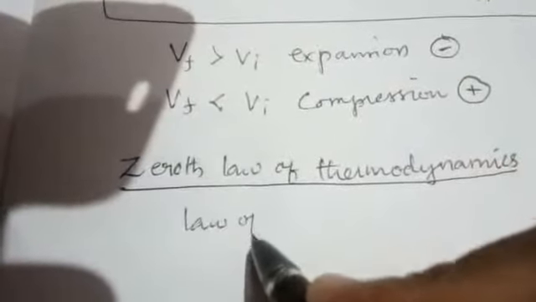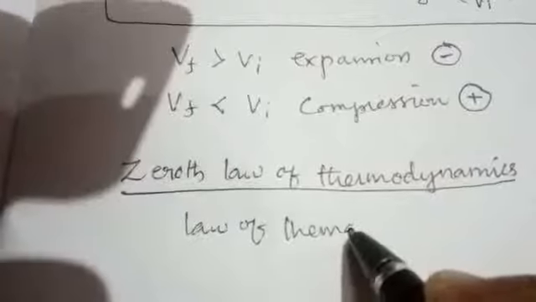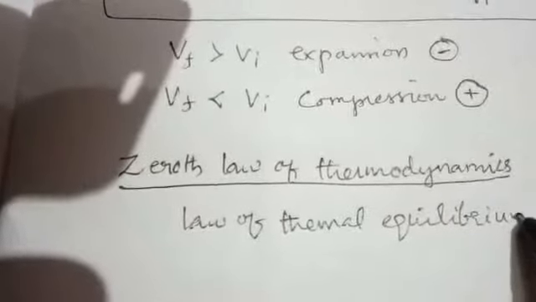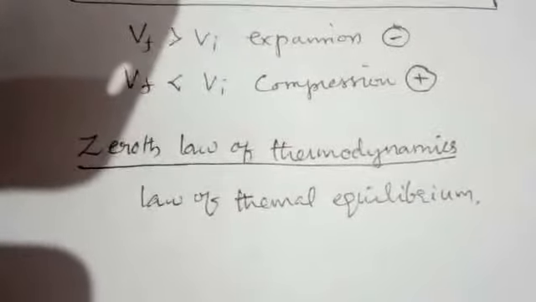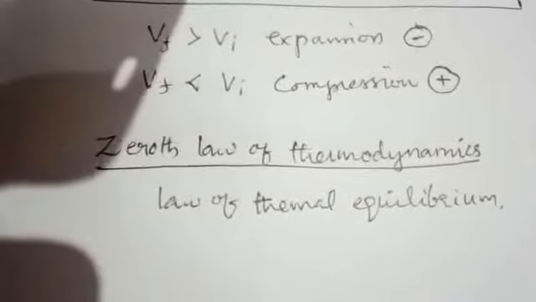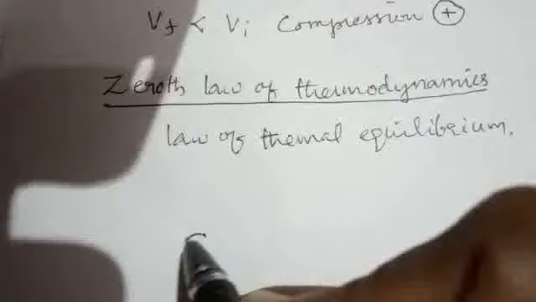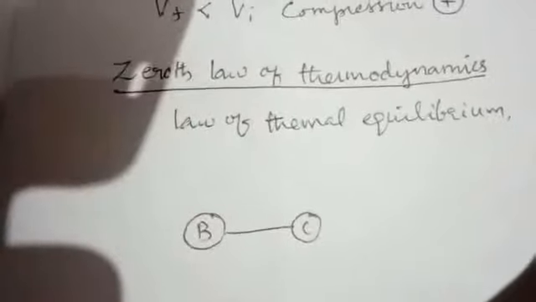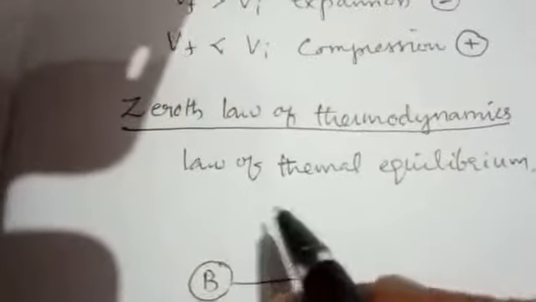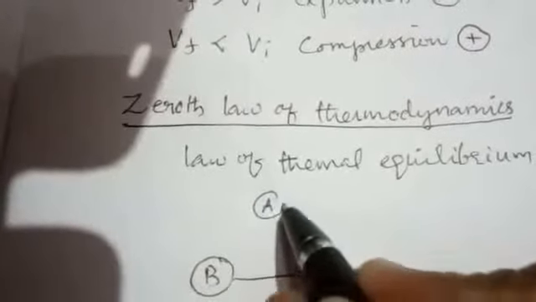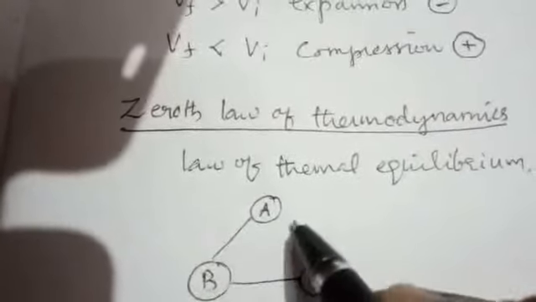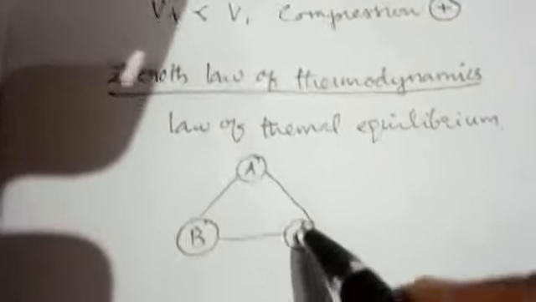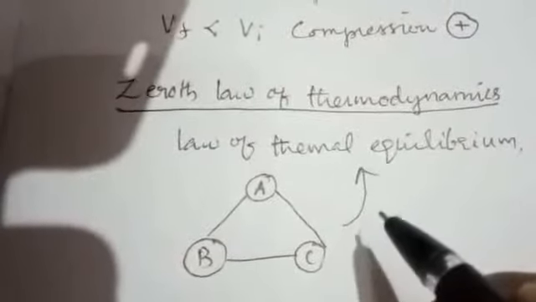Today we start with the zeroth law of thermodynamics, also known as the law of thermal equilibrium. That law states that if two systems, B and C, are separately in thermal equilibrium, and a third system A is added, then A is also in thermal equilibrium with each of them. That is called the zeroth law of thermodynamics.